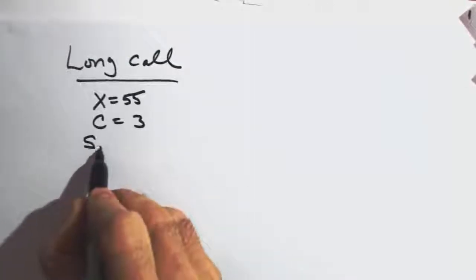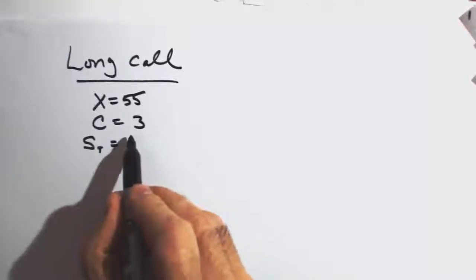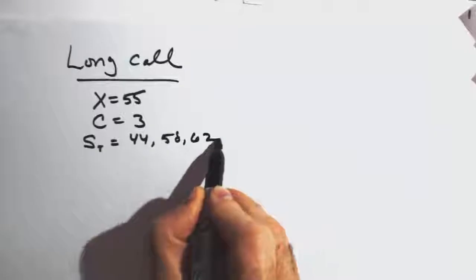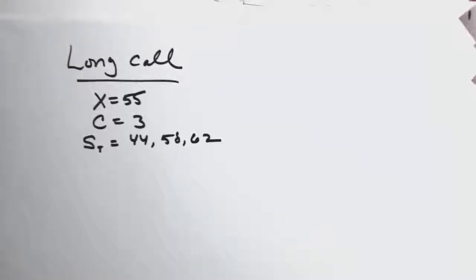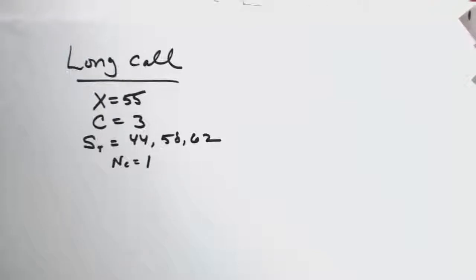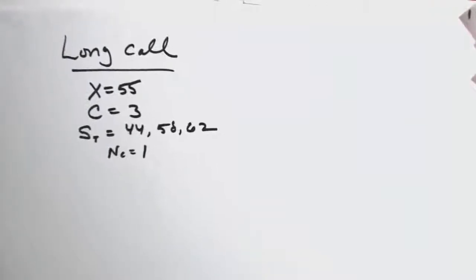Assume the following scenarios for the stock price at expiration. The stock price at expiration can equal 44, 58, or 62. Compute the payoffs and profits at expiration per share, assuming NC equals 1. We'll do everything on a per share basis. There's one option here. Let's actually do it now.